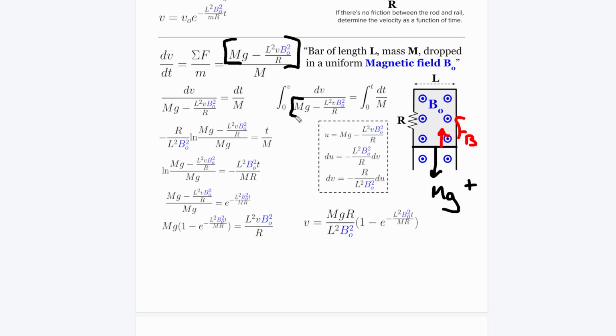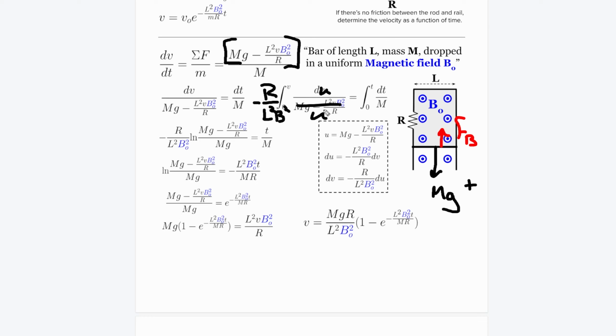So call this whole bottom thing u. So I'm calling that whole thing u. du would then be, it annihilates that, I get L squared B naught squared over R times dv. Solve for my dv, I'd get dv as this negative mess times du. So what I'd get is that, up here I'd have R over L squared B squared, negative. This would be du if I subbed in for dv. And then all this down here would just be u. So I'd have the integral of du over u.